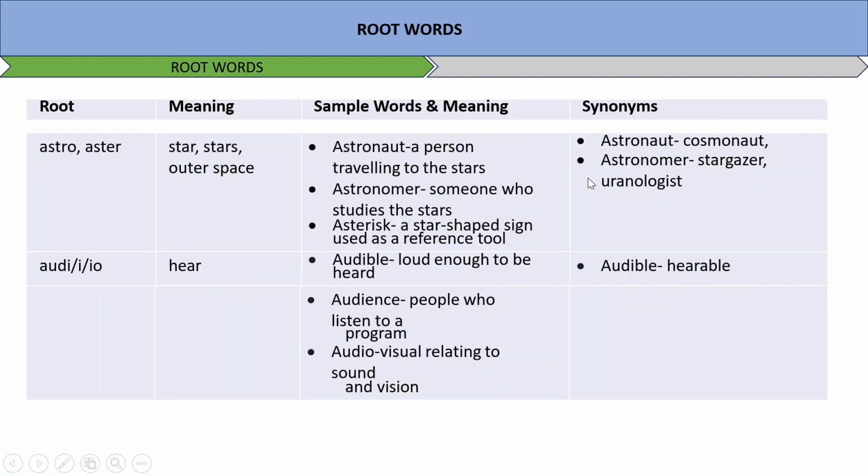Now, astro or aster means stars or star, outer space, astronaut, a person traveling to the stars, astronomer, someone who studies the stars, asterisk, a star shaped sign used as a reference tool, astronaut, cosmonaut, astronomer, stargazer, uranologist. These are some of the terms associated with it which carry the same meaning. The word might be different, but the meaning of the word will be particularly the same.